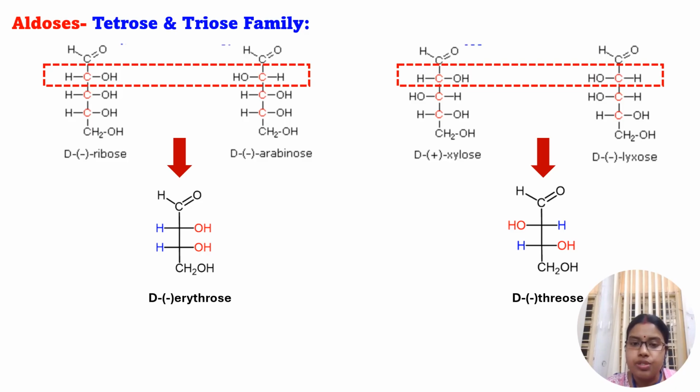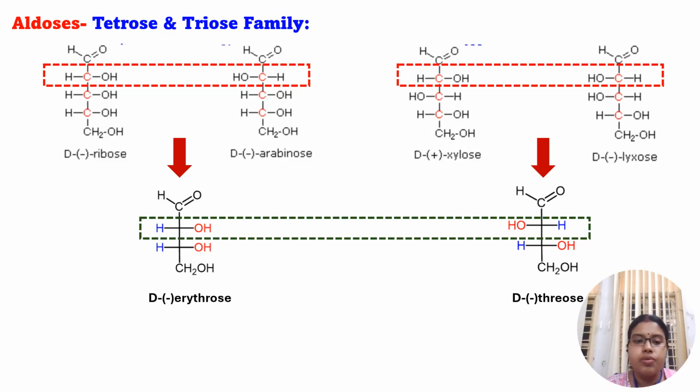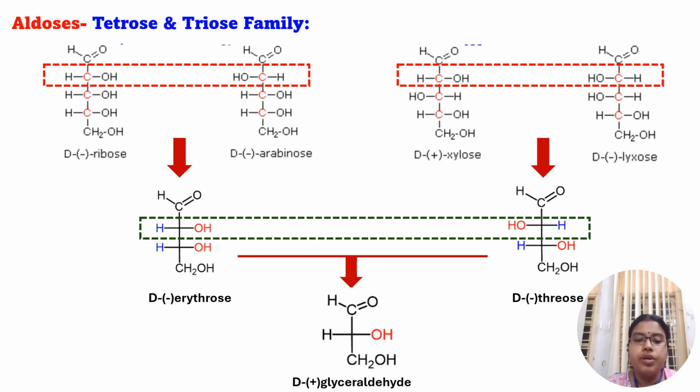And from D-erythrose and D-threose, we can recognize that again the C2 carbon configuration is different. So if we remove the C2 carbon from this erythrose and threose, we will get the aldotriose molecule, glyceraldehyde, and it is D-glyceraldehyde. That's why hydrogen is on the left-hand side and OH on the right-hand side.